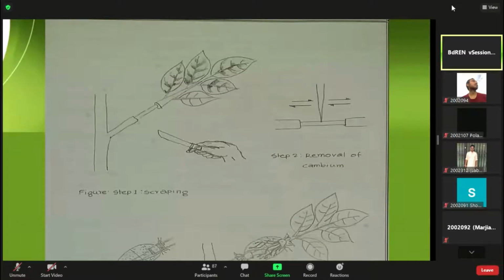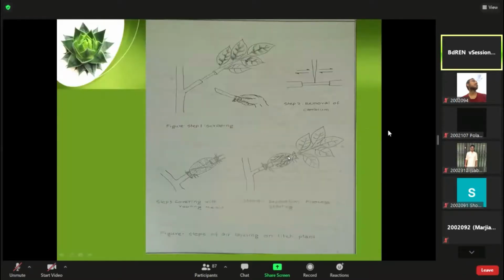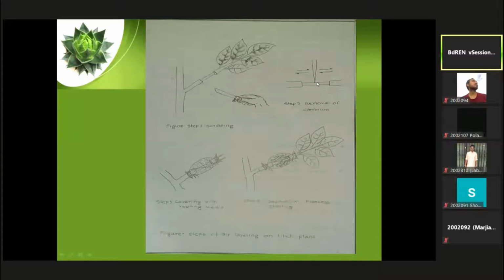Just see carefully. Here, from this point, roots will be produced. Mind it, not from the xylem. Roots are not produced from the xylem, just from this point.